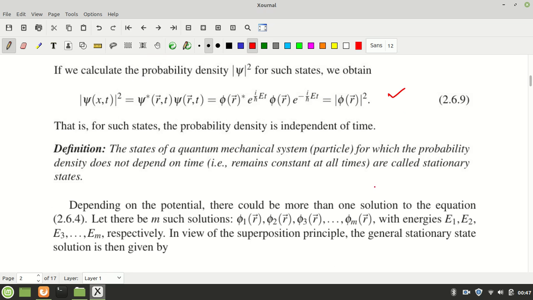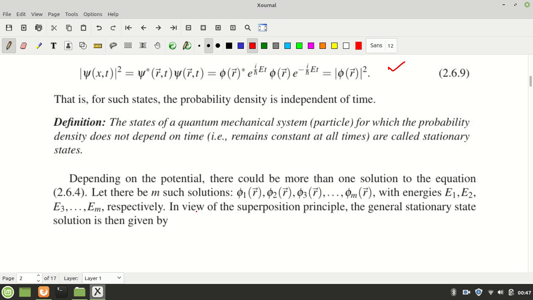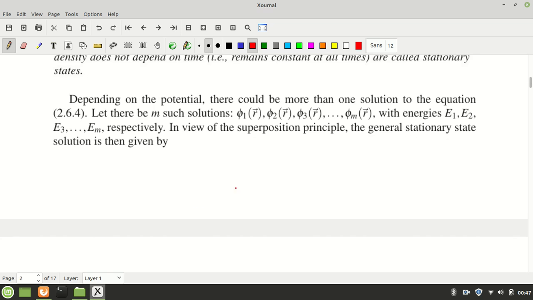The states of a quantum mechanical system for which the probability density doesn't depend on time are called the stationary states. But as I have talked about earlier, the solution of the Schrodinger equation should be written in terms of the linear superposition theorem, because many solutions can be possible for a particular potential.